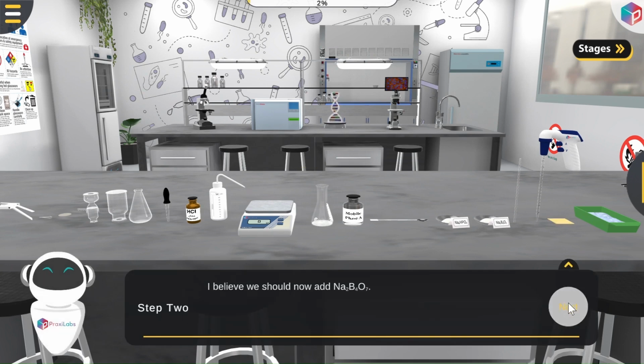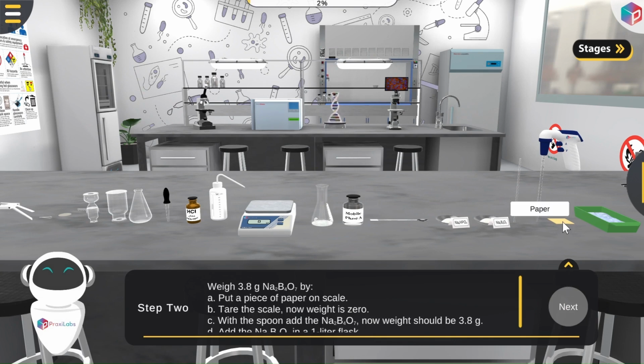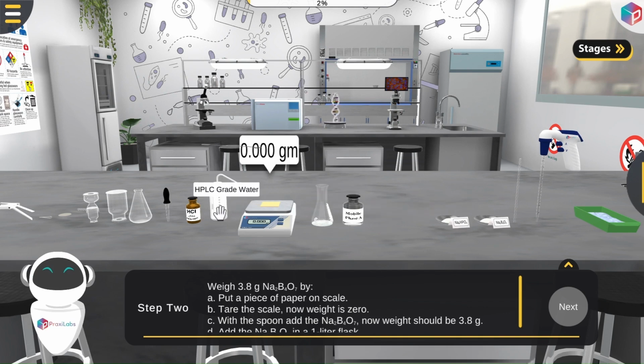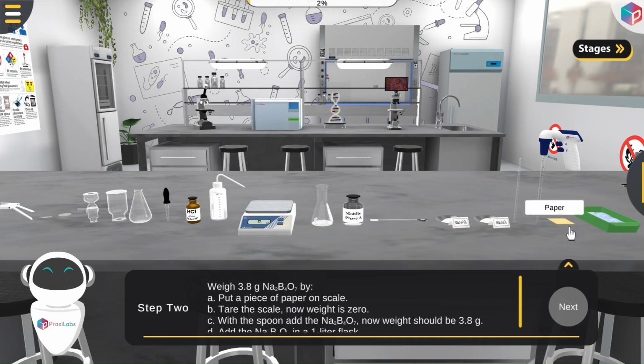Step 2. Weigh 3.8 grams of sodium tetraborate. A. Place a piece of paper on the scale. B. Tare the scale to 0. C. Add sodium tetraborate with a spoon until the weight reads 3.8 grams. D. Add the sodium tetraborate to the flask.